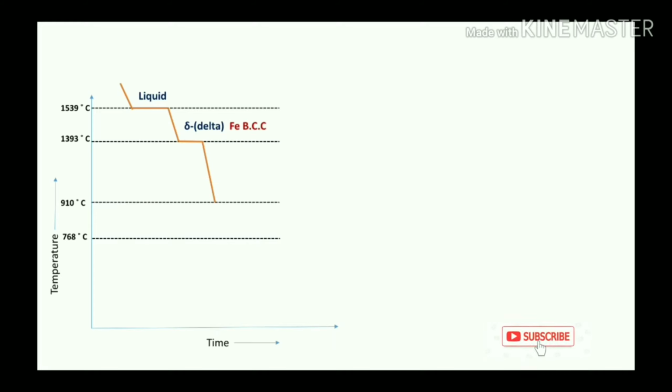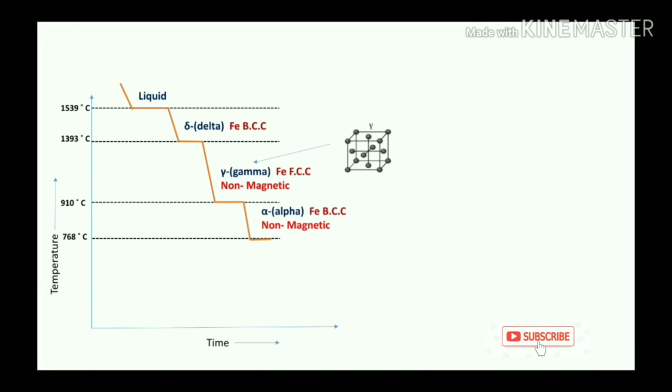After 1393 degrees centigrade, the delta phase iron converts into the gamma phase. Gamma is the austenite phase of iron, which has an FCC structure, or face centered cubic structure, with non-magnetic properties. Generally the gamma structure forms between 910 degrees centigrade and 1393 degrees centigrade. So you can see the FCC structure, or gamma structure.